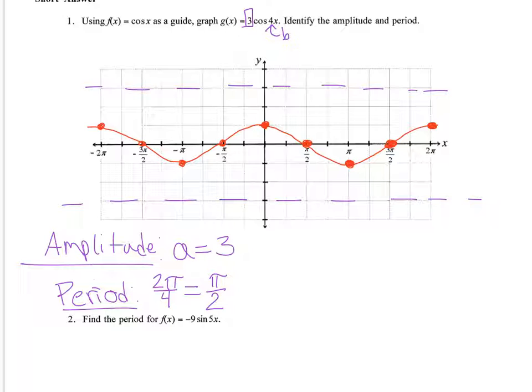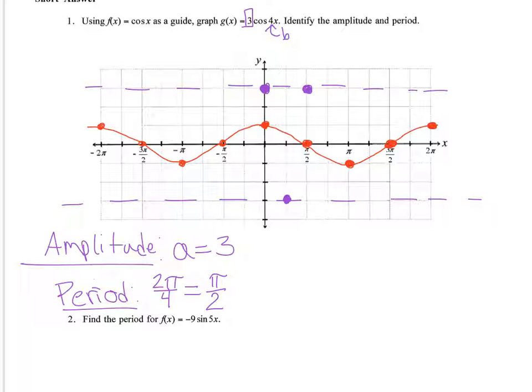So originally it was 2 pi, so a full cycle occurred between 0 and 2 pi. Well, now a full cycle will occur between 0 and pi over 2. So we now have the point 0, 3, because the amplitude is 3. At pi over 2, we're going to be back up at 3 because that's a full cycle. Now, halfway between 0 and pi over 2, we're at negative 3. So we're at the bottom of our graph, the lowest point it'll ever reach.